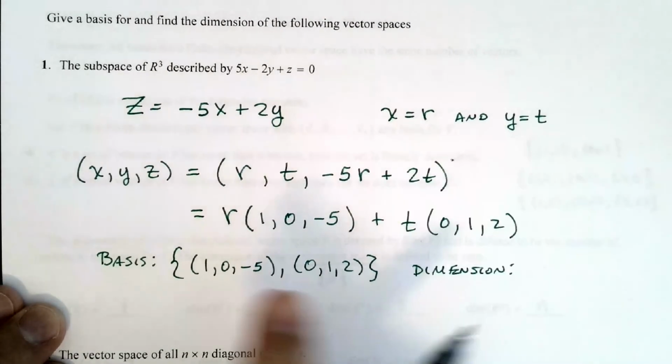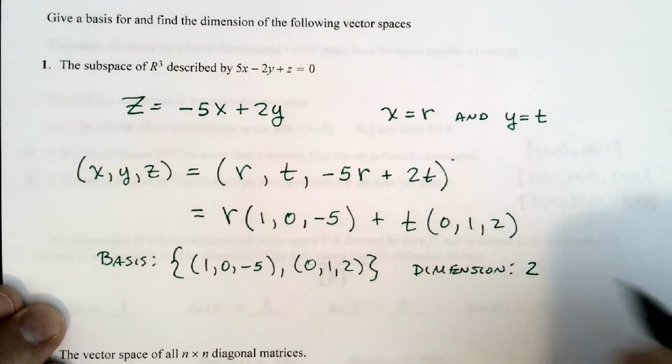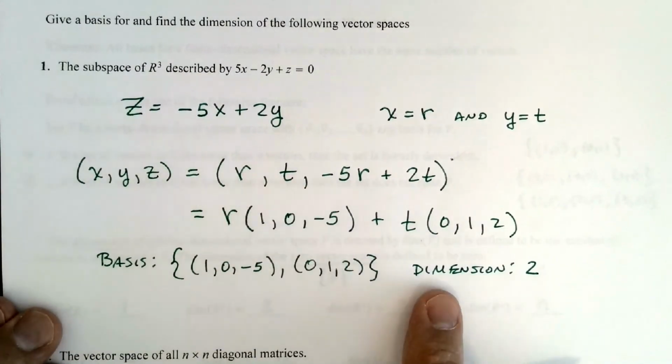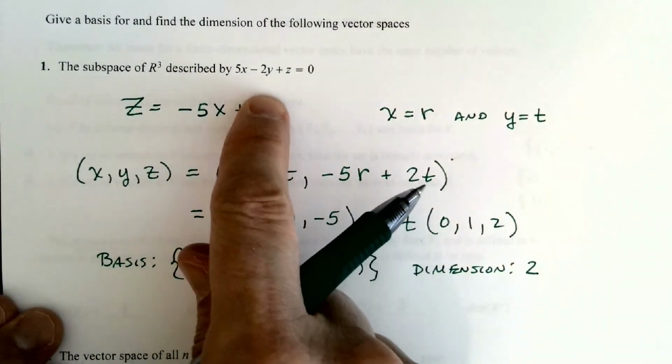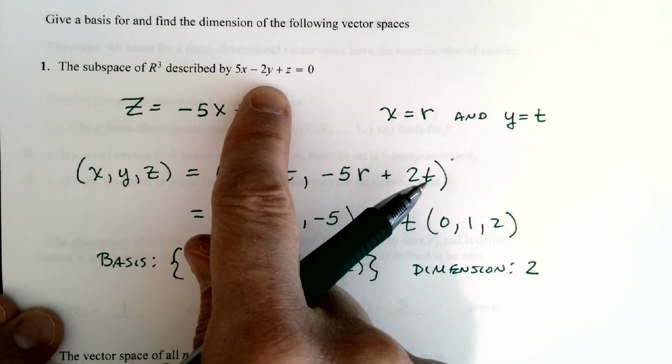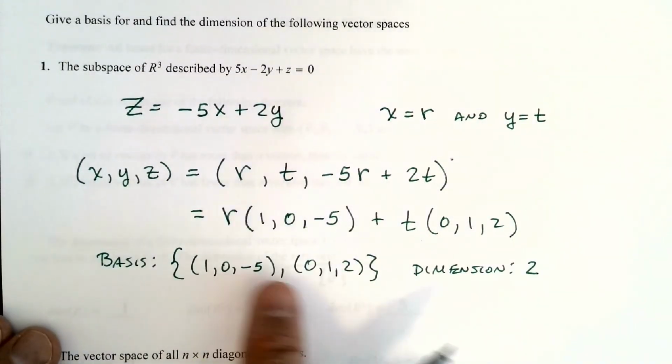That's easy. Count up the vectors. 1, 2. What kind of geometric object is this now? It's two-dimensional. What is it? This is the equation of a plane passing through the origin. It's spanned by two vectors.